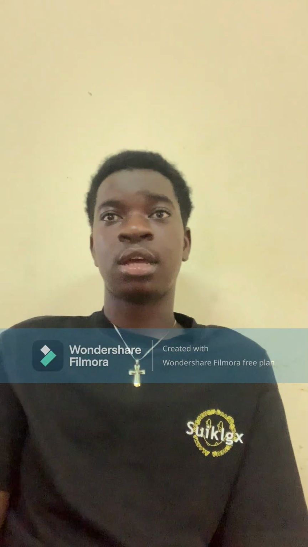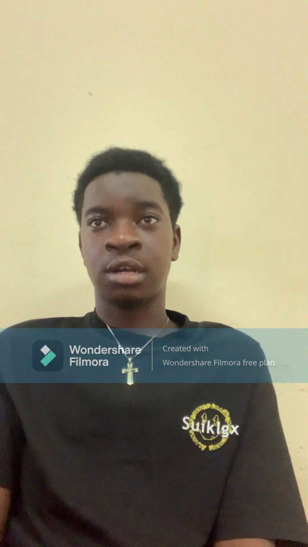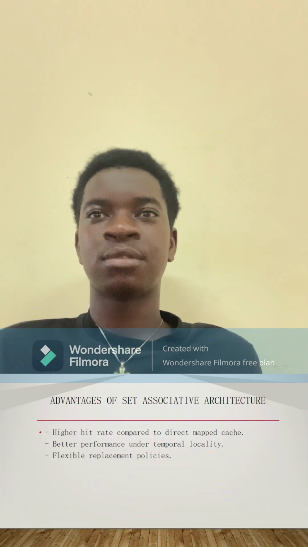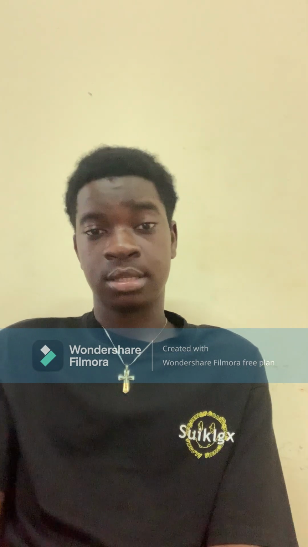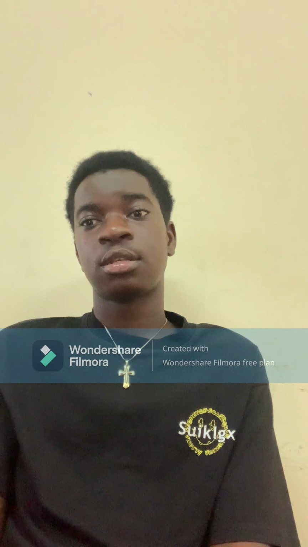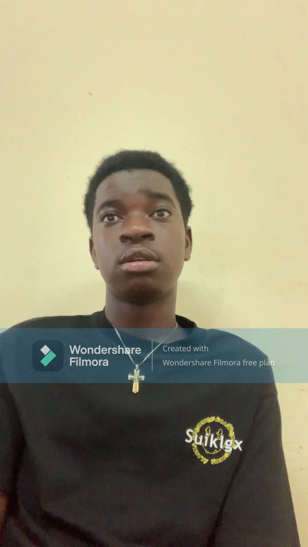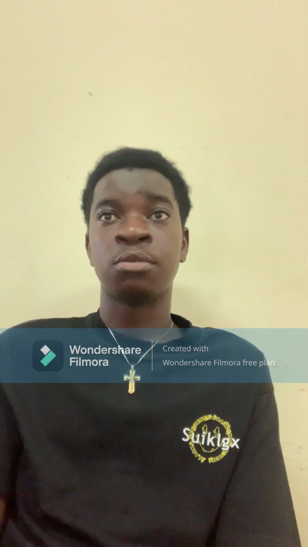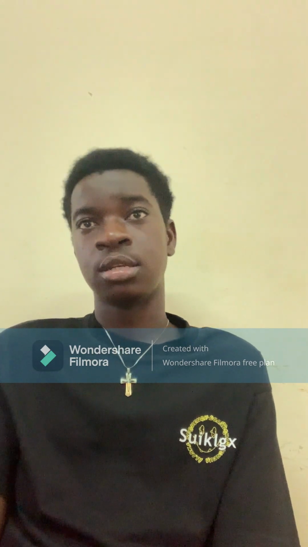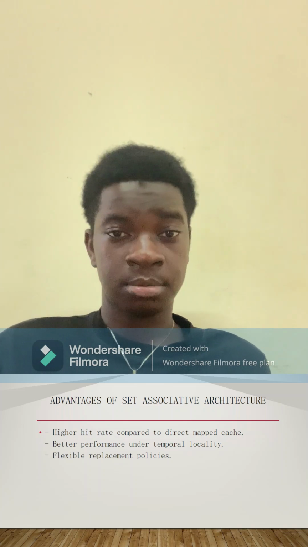The first point is a higher hit rate compared to direct mapped cache. In a set associative cache, each block of memory can map to any one of several cache lines within a set. The second point is better performance under temporal locality. Temporal locality refers to the tendency of a program to access the same data or instructions repeatedly within a short period of time.